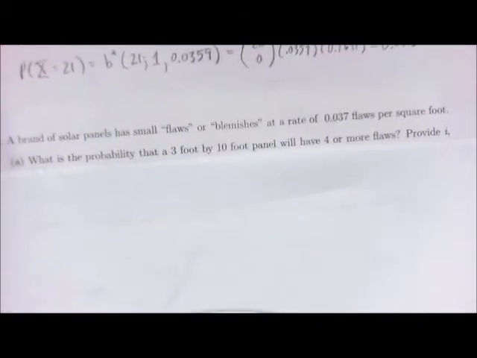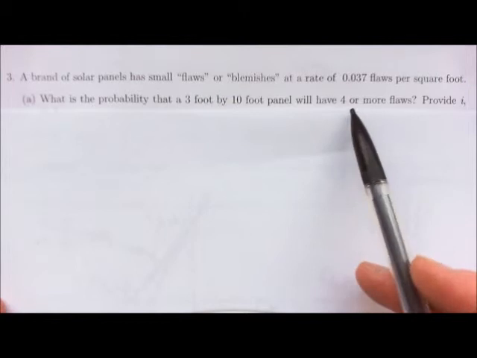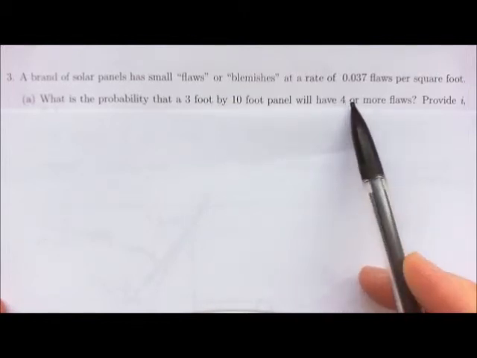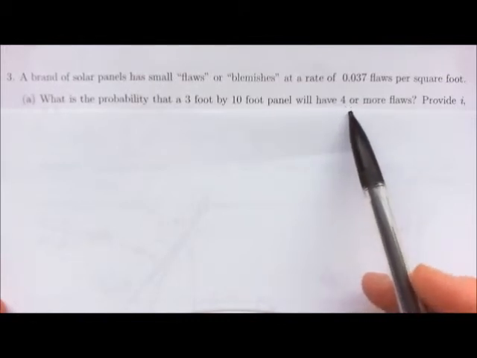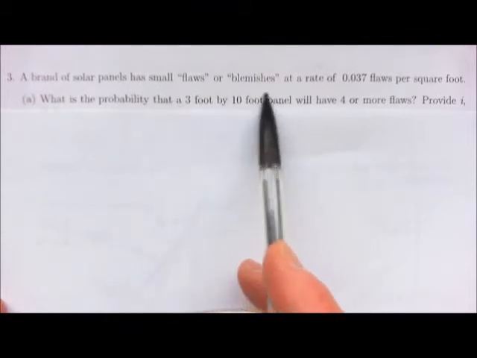So here the question is, if we have a 3 foot by 10 foot panel, what's the probability that it will have 4 or more flaws? Okay, so our number of flaws is 4 or more. That's our variable, the number of flaws, we'll call a flaw a success, and we're looking within a region of surface area, so a 3 foot by 10 foot panel. So in this case we're using the Poisson distribution.